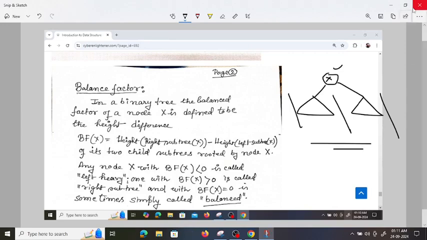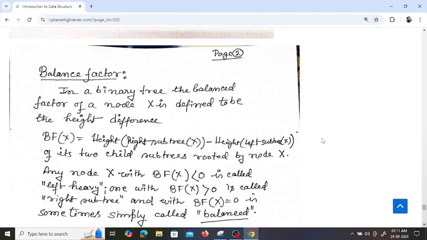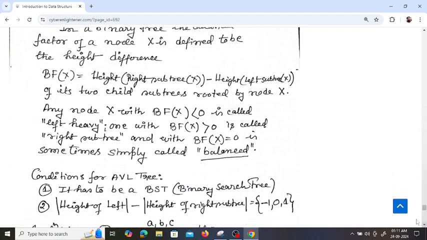So in the AVL tree, this balance factor is important. The balance factor is equal to the height of the right subtree of X minus the height of the left subtree of X, the two child subtrees rooted at node X. Just now I showed you how the difference of the heights is the balance factor.